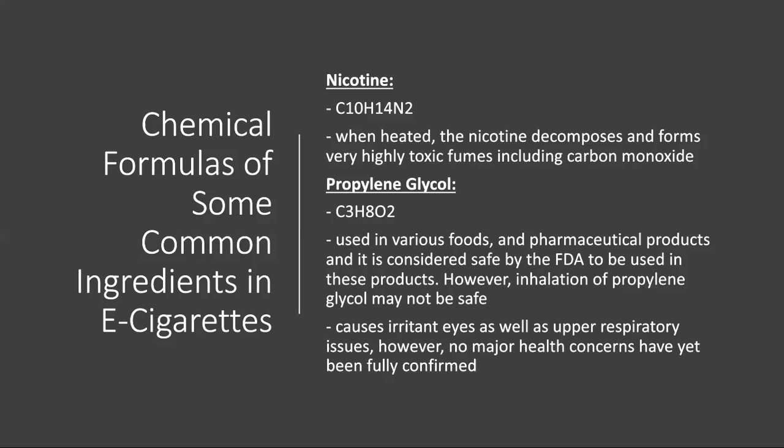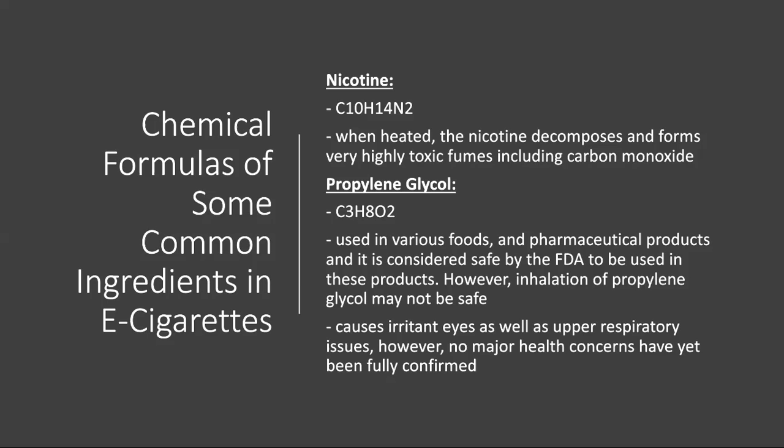The next thing is the propylene glycol. The chemical formula for that is C3H8O2. We talked a little bit about this earlier, but it's used in various foods and pharmaceutical products because it is FDA approved, so it is considered safe. But the inhalation of this substance may not be safe. There's not enough evidence to say either way if it's safe or if it's not safe.